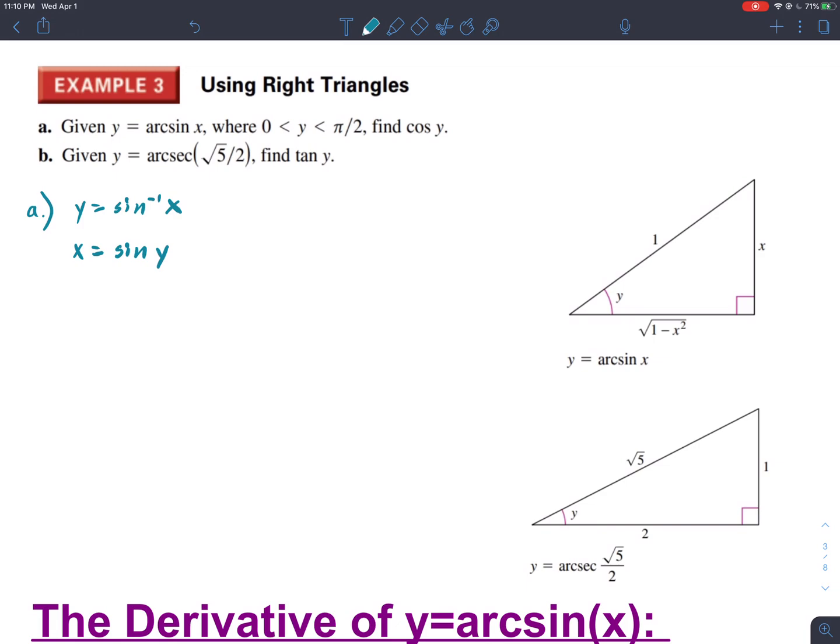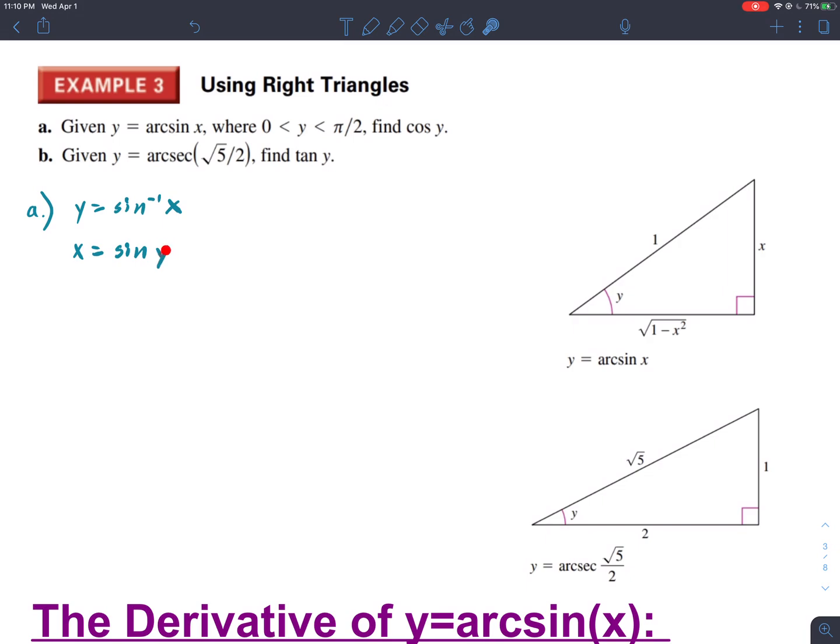Or I undo, in other words, the inverse property, the inverse function, and I'm going back to the straight sine function. So now they're telling us that sine of some angle y, that's a habit that you might want to get into, is to think about whatever is being plugged into a trig function is technically an angle. And that helps you to think about using a triangle.